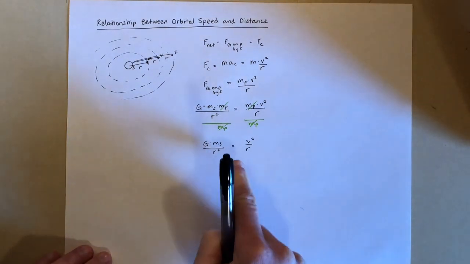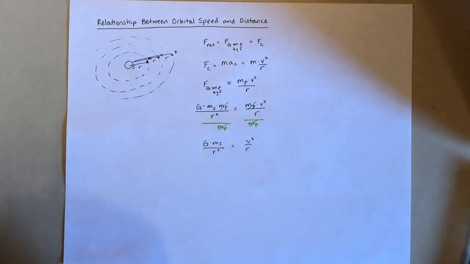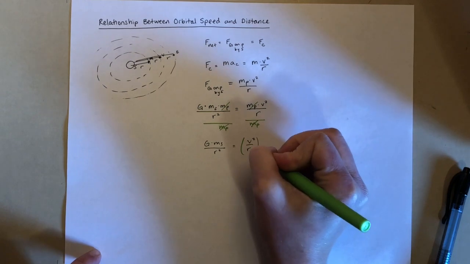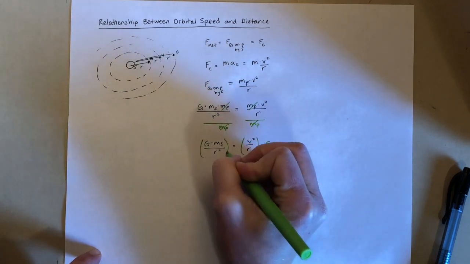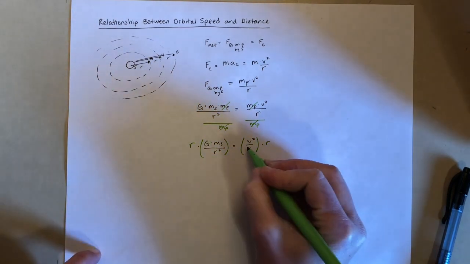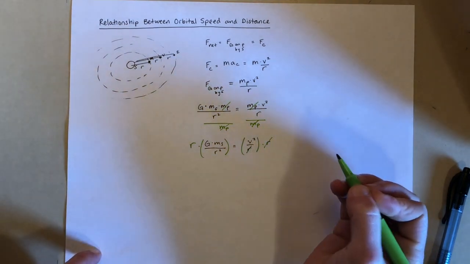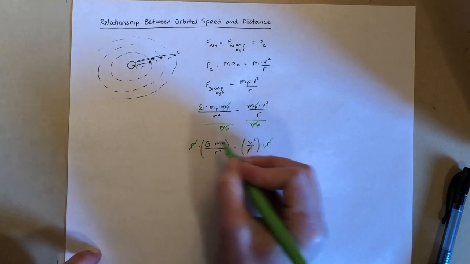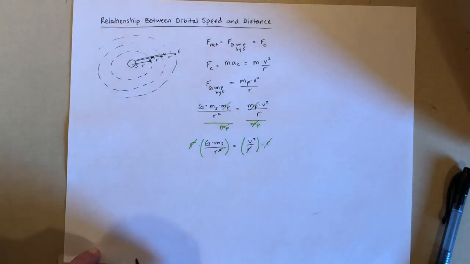I'm also going to simplify my r's by multiplying both sides by 1 unit of r. So multiplying both sides by r. That means that here r divided by r is just 1, and here I can cancel one of the r's in the denominator.